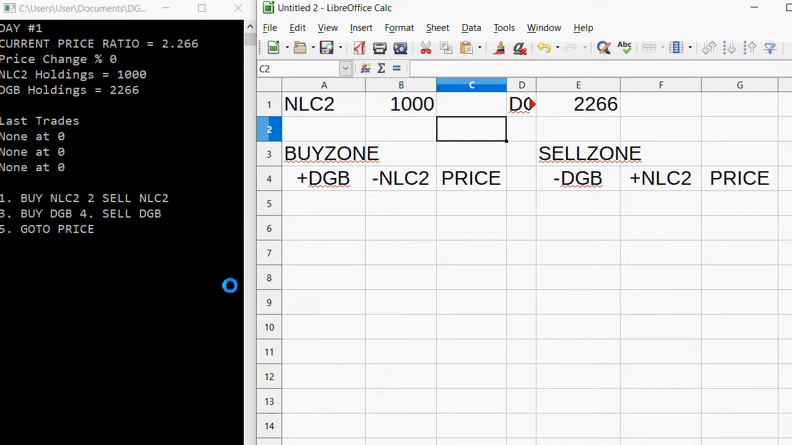So therefore, when this goes up, that means the price of NLC2 is rising and or the price of DGB is falling, and then the opposite when it goes down. So when it goes up, you're making a trade, you're selling NLC2 and buying DGB, and the opposite is the case when it goes down. So you enter into the market, you have started this day.